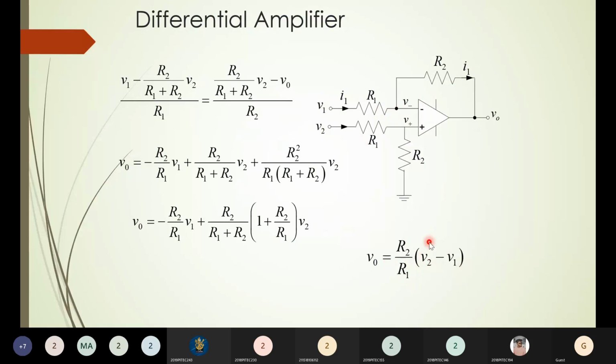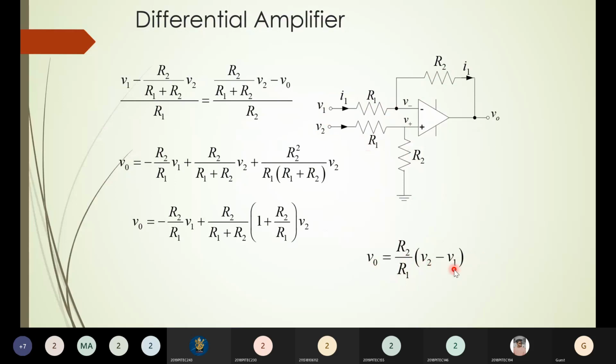Suppose in the same differential amplifier, this is my R2, this is R2, and this is R1. If I make all the resistor values equal, this is R, this is R, this is R, and this is also R, what will happen in this expression? Both R1 and R2 will be equal, R by R will get cancelled. So the output will be V0 is equal to V2 minus V1. It is the difference between the two inputs. It means it is a subtractor. You're just subtracting voltage V1 from V2. We are getting the expression here as V2 minus V1.